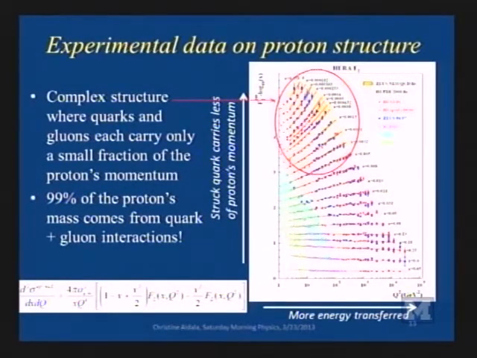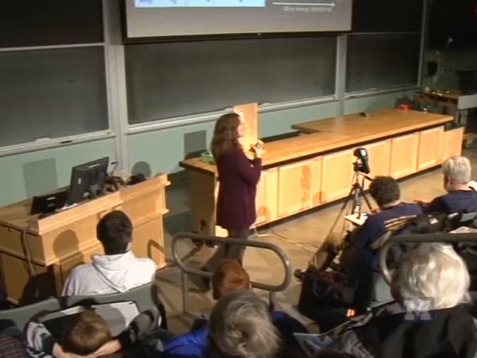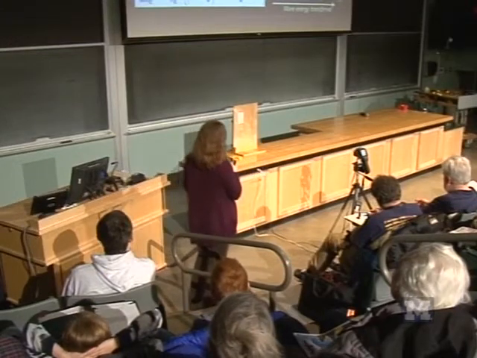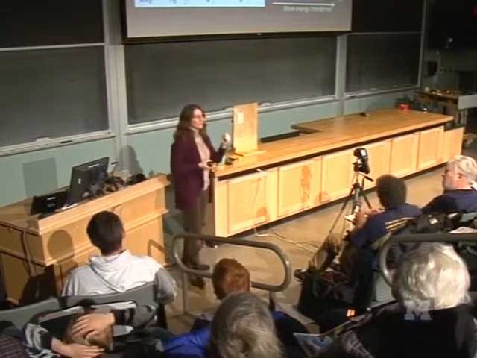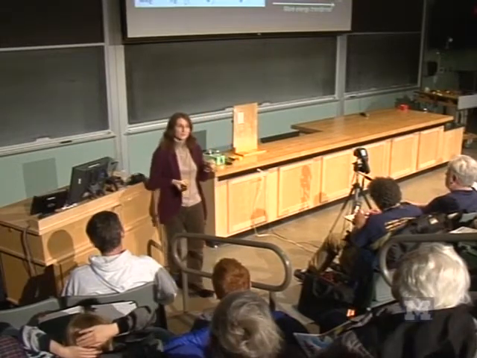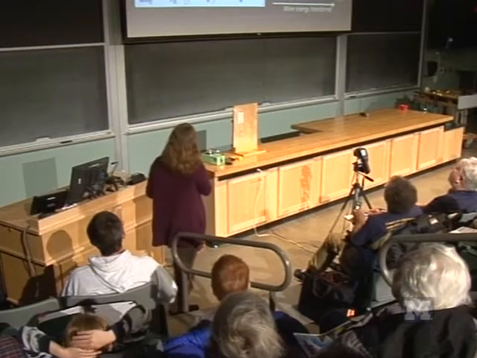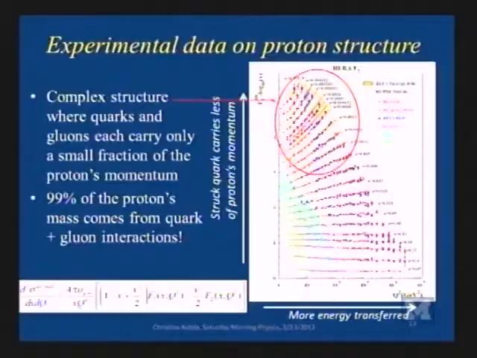And then as you go upward in this plot, you start to see that the data points are no longer on these horizontal lines, that they start slanting, right? They start becoming these diagonal lines. And this change in behavior is this increasing gluon interactions, this increasing effective density of the quarks inside of your proton. So what we've learned is that there's a very complex structure in this region where the quarks and gluons each carry only a very small fraction of the proton's total momentum. And in fact, 99% of the proton's mass is generated by quark and gluon interactions with each other.